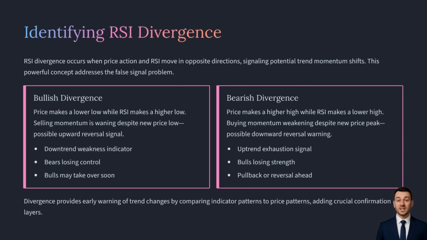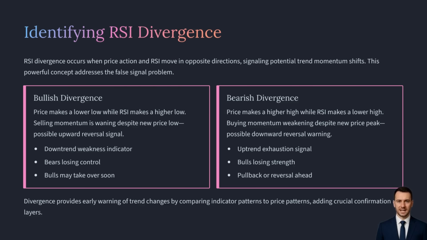In short, the price rallied to a fresh high, but the RSI failed to confirm that strength, which often precedes a trend pullback or reversal. Understanding divergence helps resolve the false signal problem mentioned earlier. Instead of blindly trusting oversold or overbought readings, divergence forces you to look at how the indicator's pattern compares to price's pattern, adding a layer of confirmation.